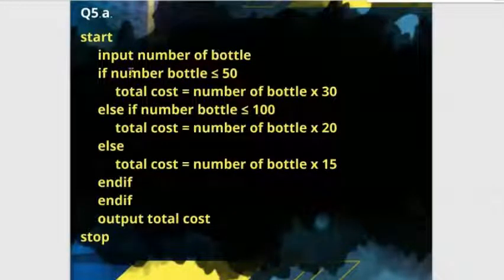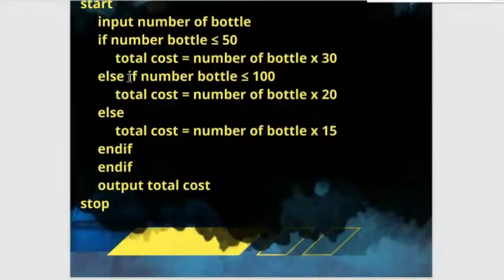Import number of bottle. If number of bottle is less or equal to 50, okay, use this symbol. If number of bottle is less or equal to 50, the total cost is number of bottle times 30. Whenever we write if, we must put a condition. Okay, so you see here, else if number of bottle less or equal to 100, the total cost is a bit cheaper. It is equal to number of bottle times 20.